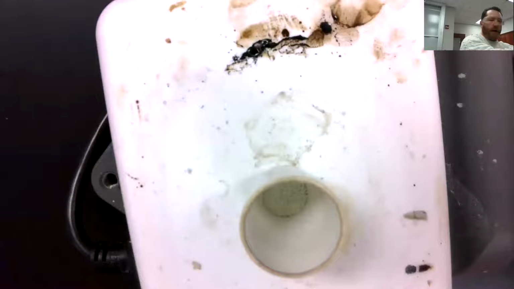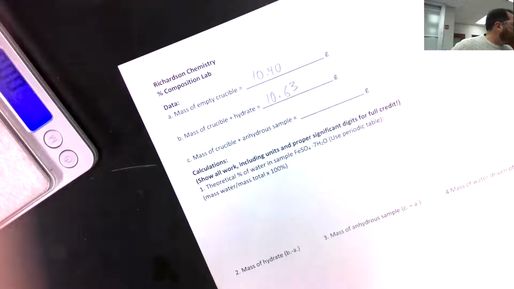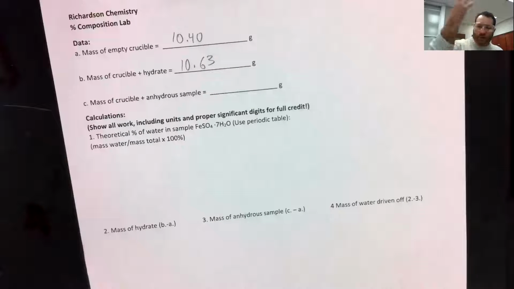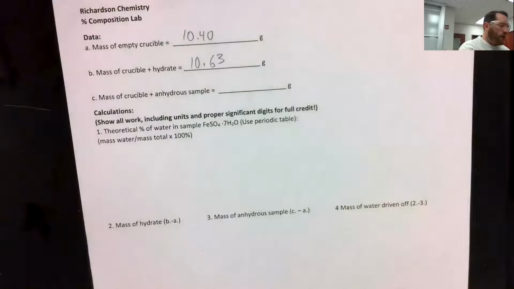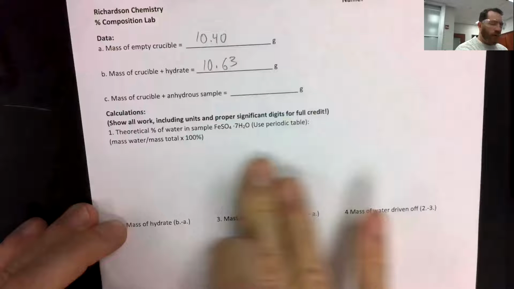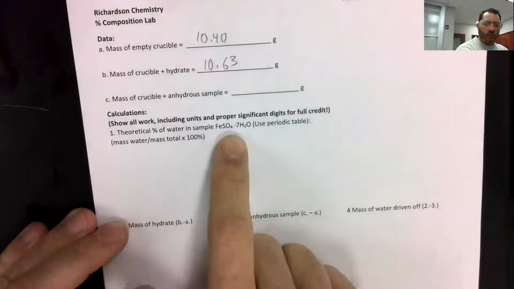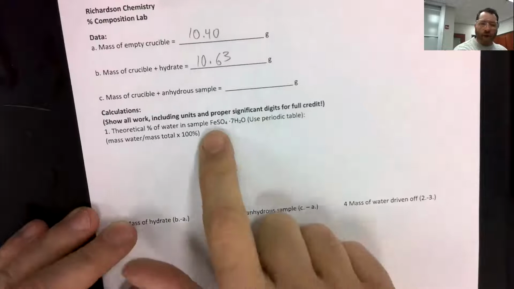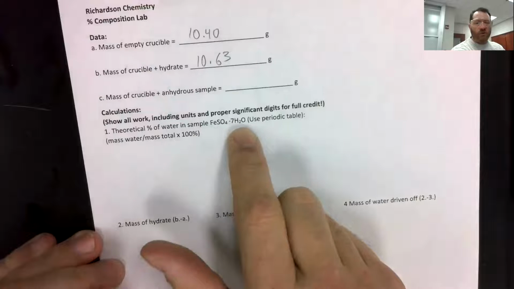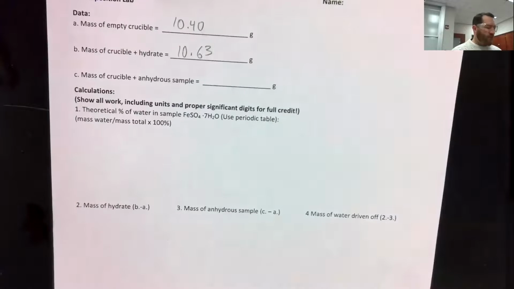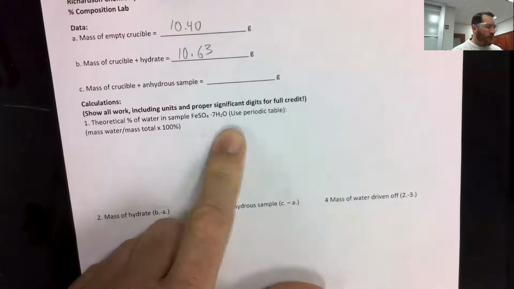All right, so it's getting warmed up on the hot plate there. I'm going to go ahead and press pause in the video because it takes about 10 minutes or so for it to heat, and we're going to evaporate out the water. While I do that, though, you can work on this part here: finding the theoretical percentage of water in the sample. You'll need to use your periodic table and add up the masses of your iron, your sulfur, 4 oxygens, 14 hydrogens, and 7 oxygens. So add all that up.